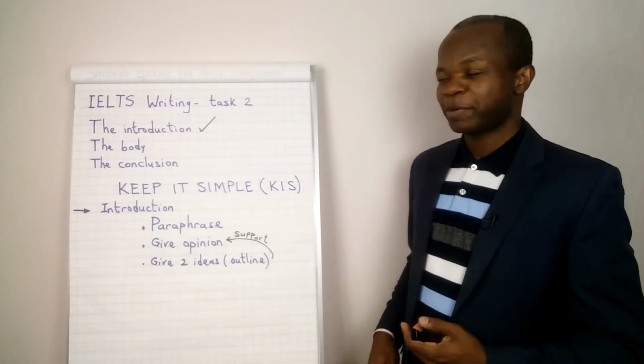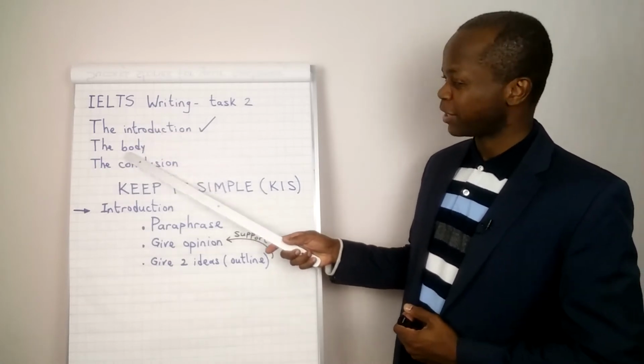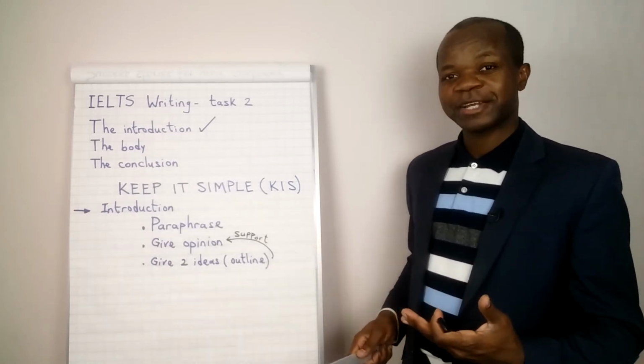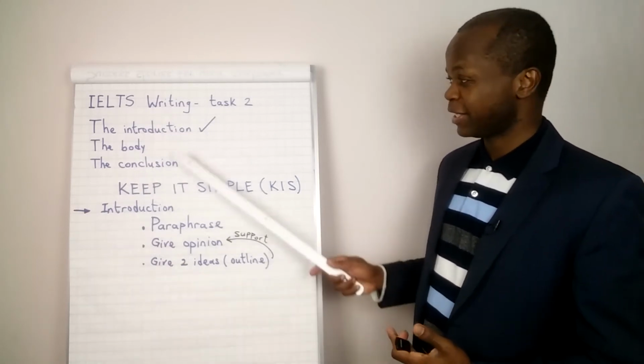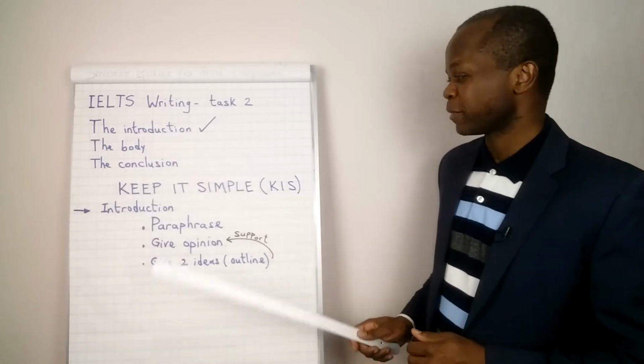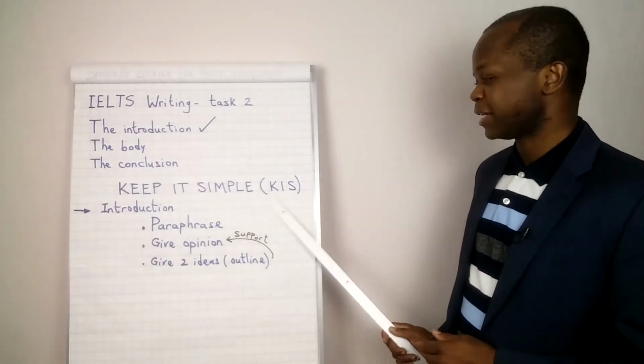An essay has 3 parts: the introduction, the body, and the conclusion. As I said earlier, in this video, we're going to look at the introduction only. So I'm going to keep it simple. I call it KISS.